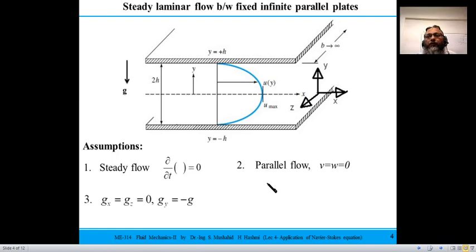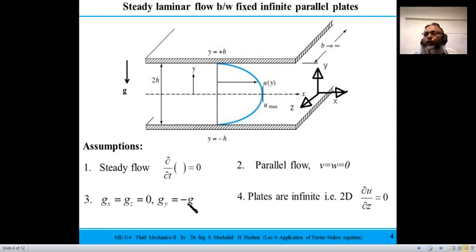The third assumption is actually not an assumption but a situation, because g is a vector. G is the acceleration due to gravity vector, and the acceleration is always downward. So the acceleration in the x direction is 0. Similarly, there is no acceleration in the z direction, so acceleration is only present in the y direction, and its magnitude is minus g. Minus is just because acceleration is acting downward and the y direction is taken positive. That's why we have a negative sign here.